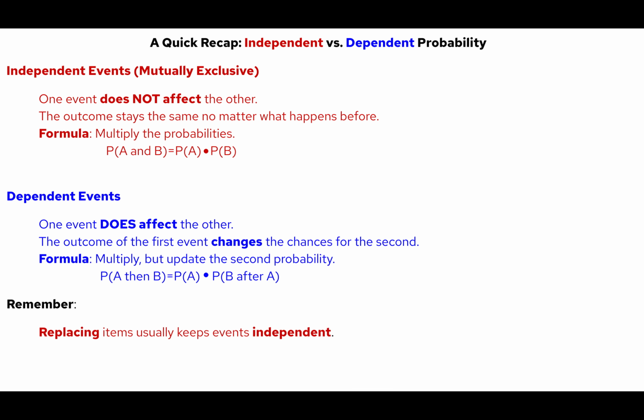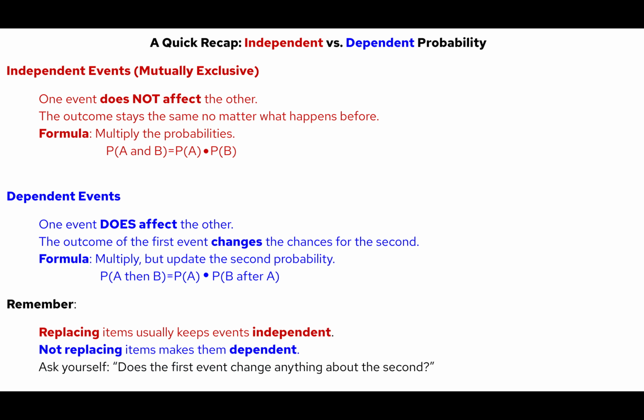So remember, replacing items usually keeps events independent, and not replacing items makes them dependent. Ask yourself, does the first event change anything about the second? I hope that helps with clarifying the difference between independent and dependent probability. And you have 2 different ways of calculating that by making a tree diagram or using the formula.